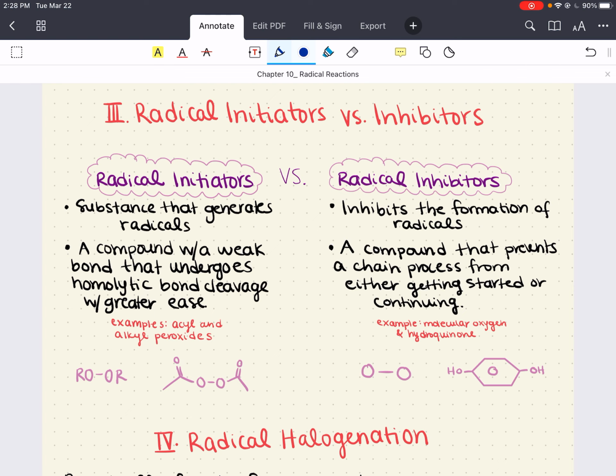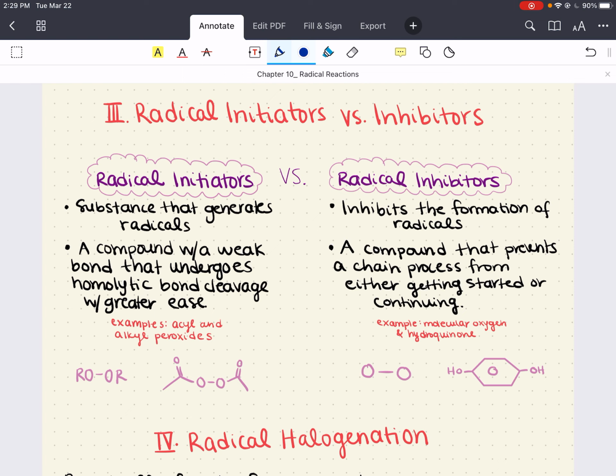Now, radical inhibitors inhibit the formation of radicals. These are compounds that are going to prevent a chain process from either getting started or continuing. So last time we saw chlorination of methane, and we looked at the radical mechanism for how we can take methane and substitute one hydrogen with chlorine. You can actually, with excess chlorine, substitute all the hydrogens with chlorine.